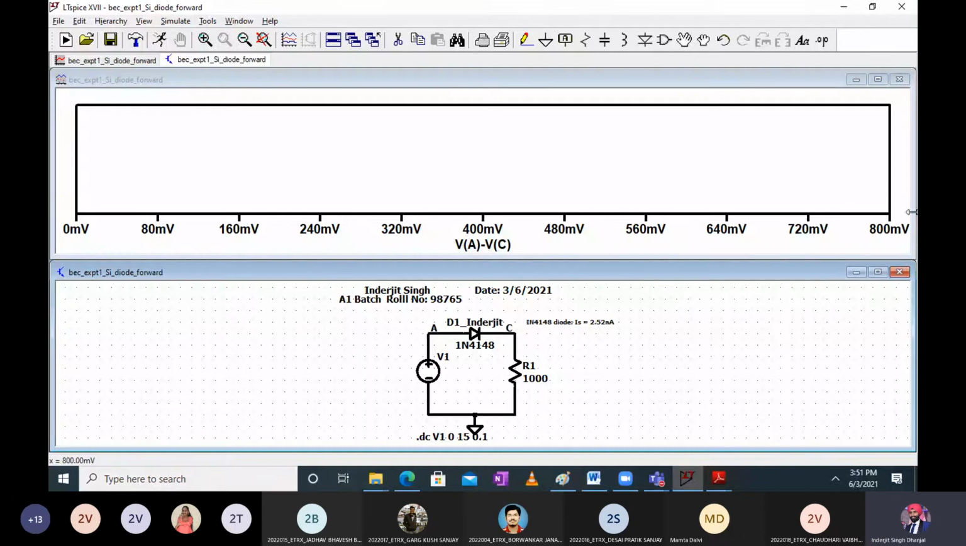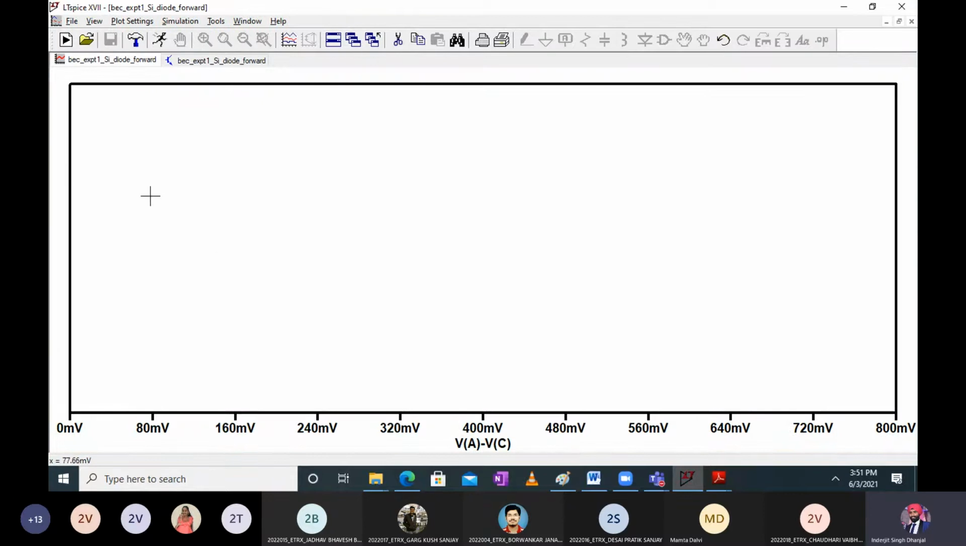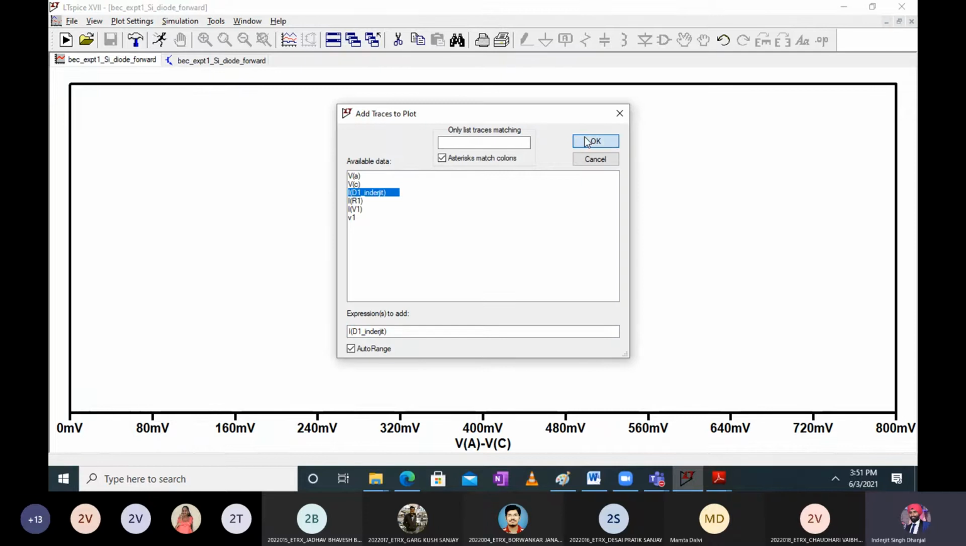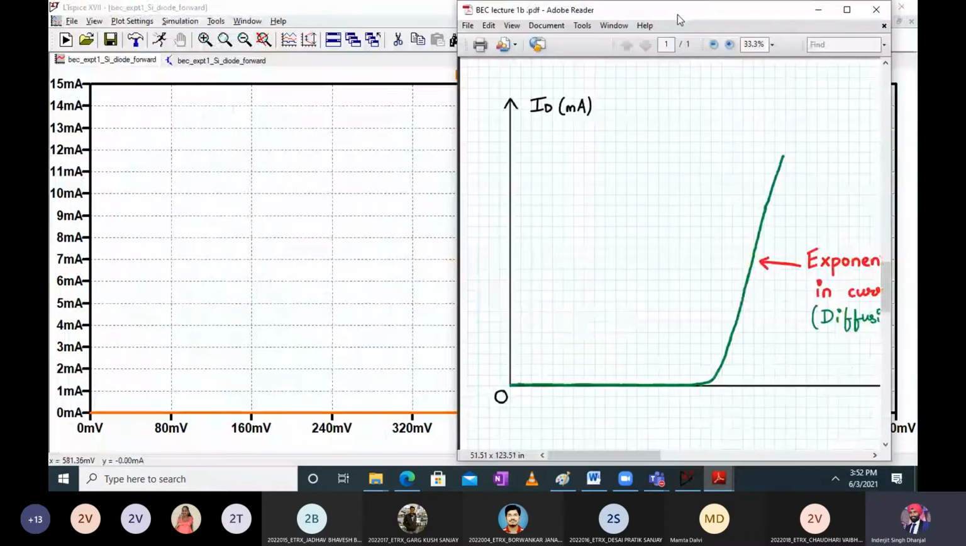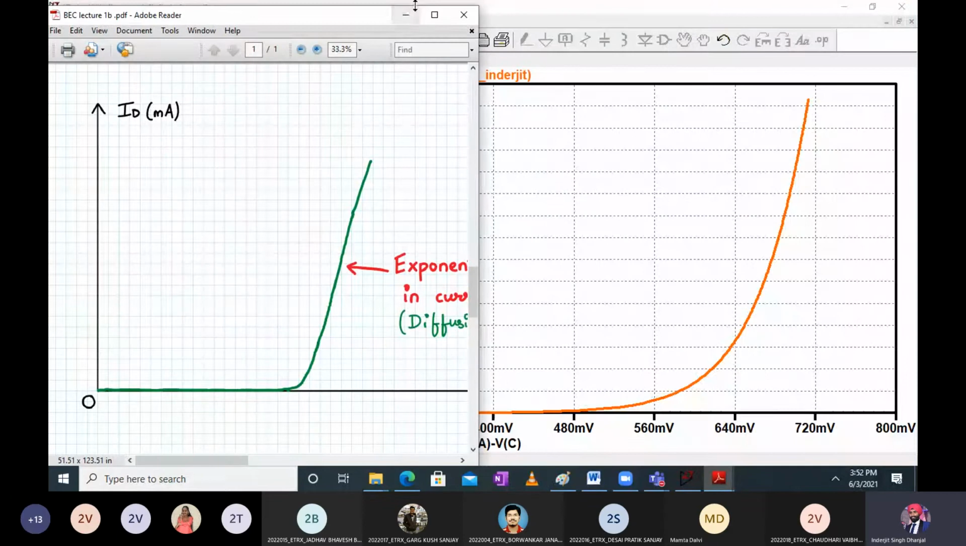I will tell you what it is. Everyone getting this? The x-axis is coming like this, 0 to 800 millivolts. 800 millivolts means 0.8 volt only. Don't worry about that. Everyone getting this x-axis? Yes, sir. Now right click, add trace and click on the current. There you go. Do you see the exponential graph now? Yes, sir. You see this exponential graph, and I think this is exactly matching with what we have studied in the theory. See, exponential in nature.